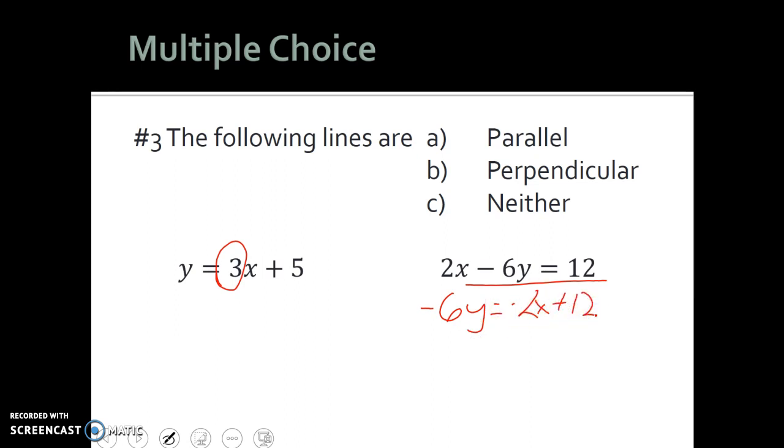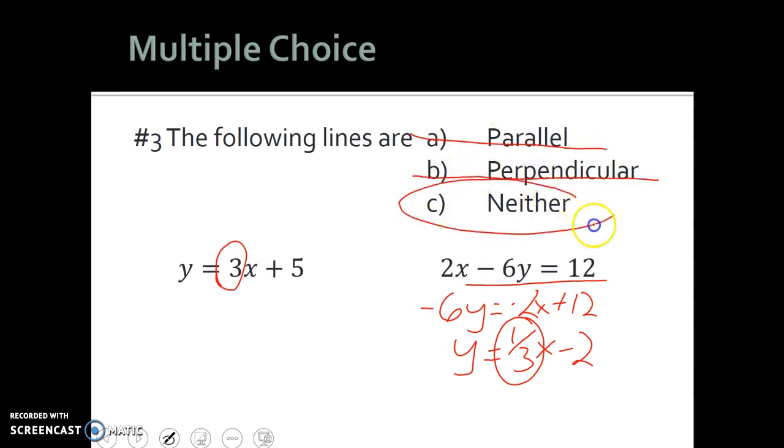And if I divide by negative 6, I'll have y equals negative 2 divided by negative 6 is 1/3 x. 12 divided by negative 6 is negative 2. That means the slope of this line is 1/3. Well, they're reciprocals of each other, but they're not opposite of each other. They're not parallel because those would be the same. They're not perpendicular because they're not opposites of each other. So these are going to be neither parallel nor perpendicular.